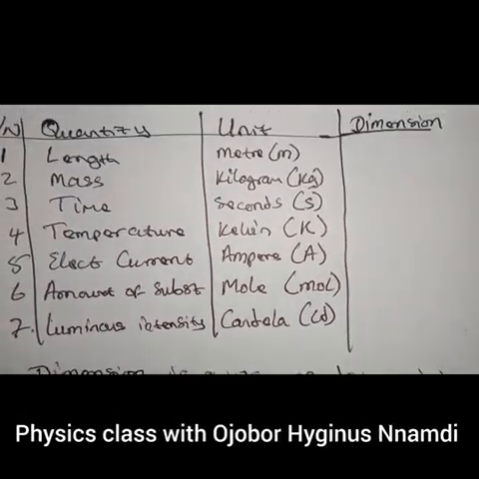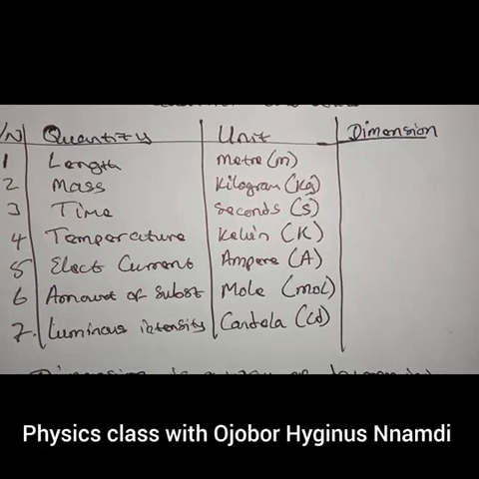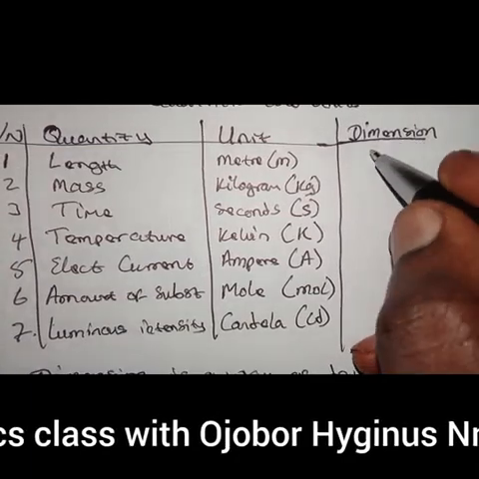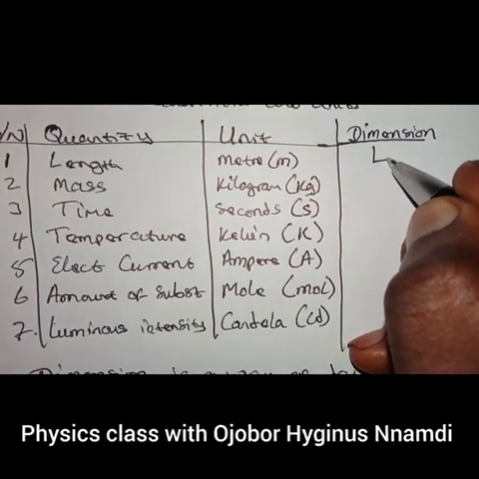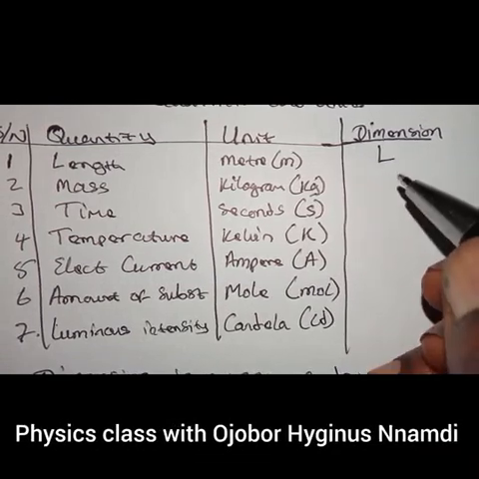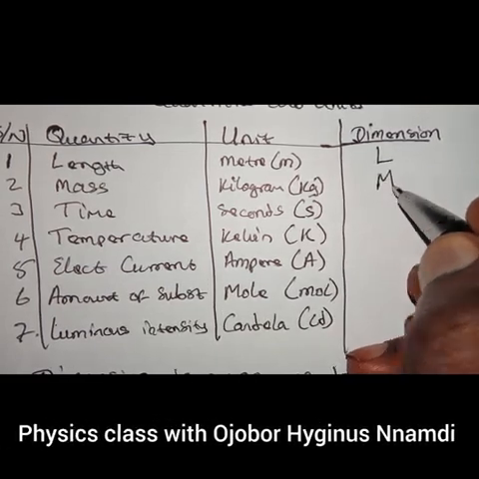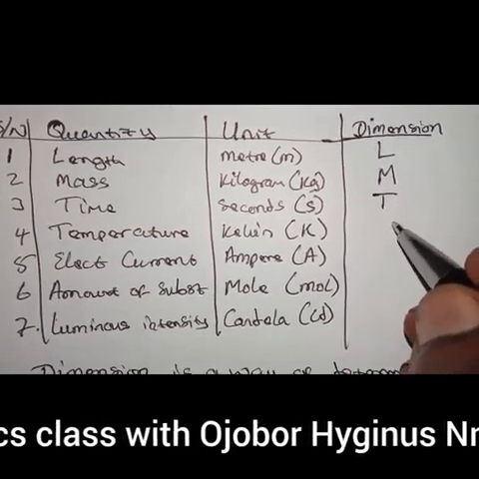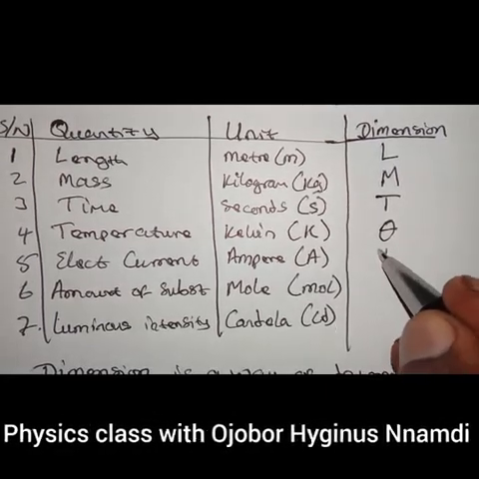Let us stop here. We'll look at the dimensions of these fundamental quantities, which will help us get the dimensions of the derived quantities. The dimension of length is represented usually by the first letter of the word length in capital letter form, L, usually put in square brackets. The dimension of mass is represented by capital M. The dimension of time is capital T. The dimension of temperature is theta. The dimension of electric current is capital I.